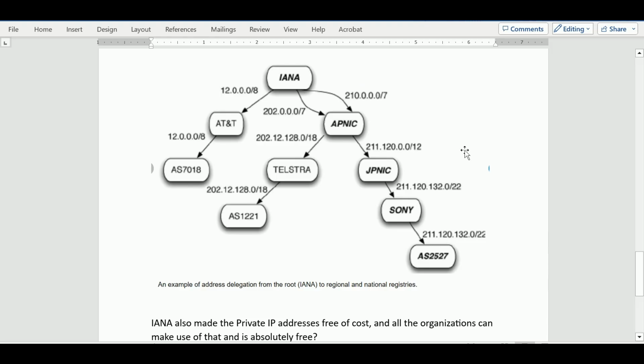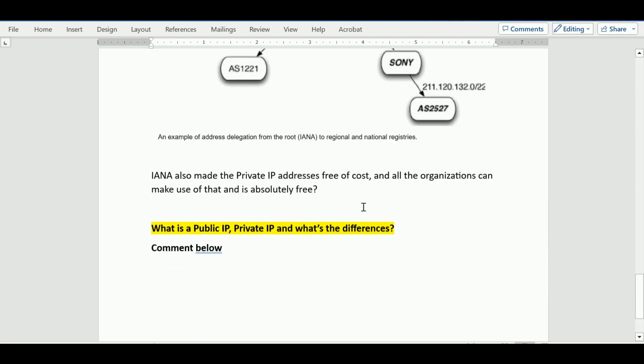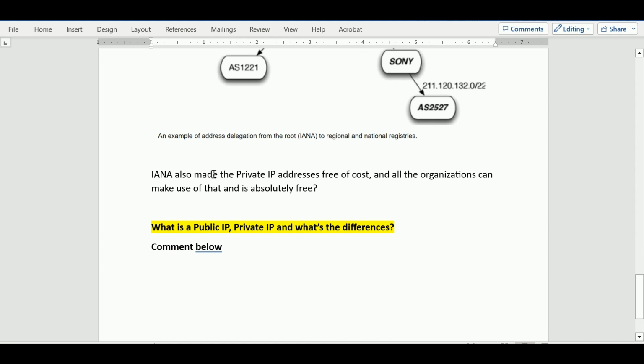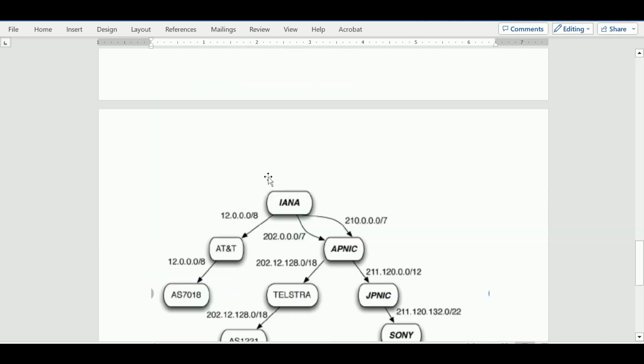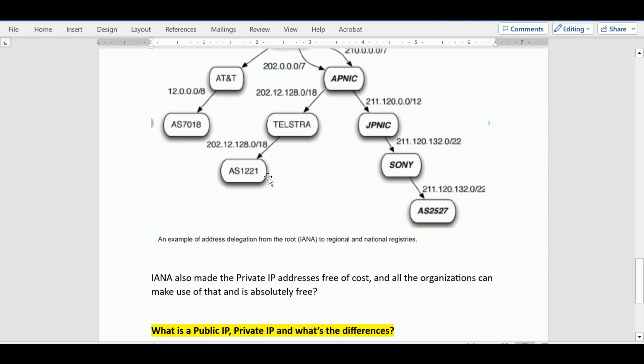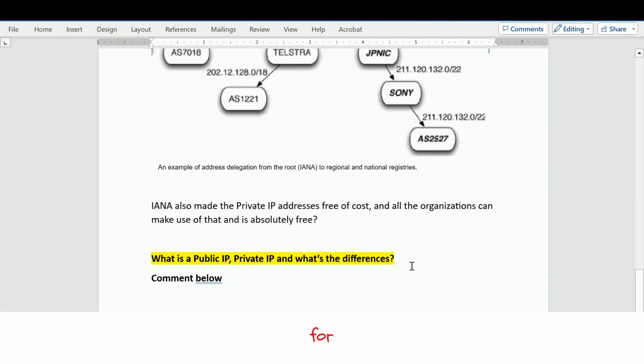So I hope it is clear how INA is ensuring that the IP addresses are not reused across the universe. And INA has also made the private IP addresses free of cost, and organizations can make use of those private IP addresses absolutely free. So I have covered 3 topics here: who is the owner of the internet, how the ISPs get the public IPs, and who made the private IP addresses free. What a public IP is, what a private IP is, and what the differences are is a task for you.